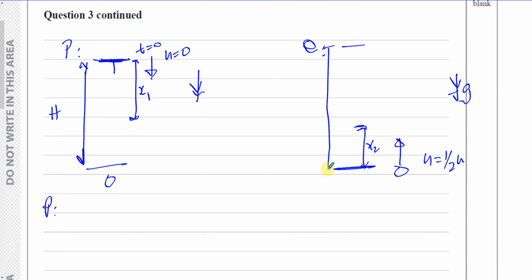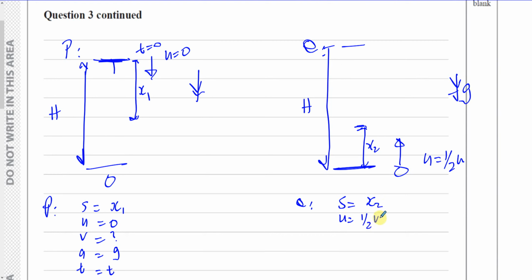So basically, we're going to have s, u, v, a, and t. S here is x1. U is zero. V we don't know. Acceleration, I'm taking down as positive here because it's going down now, so I'll call this g. And t is the time that we're trying to find. And for the second, s is equal to x2. u is equal to a half u. v we don't know. a is, I'm going to call it minus g this time, because it's been projected upwards, and t is what we have to find.